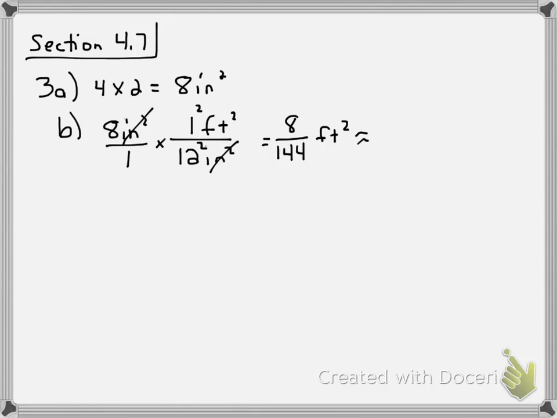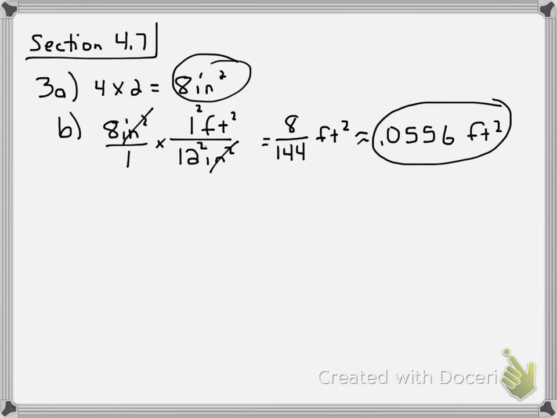What'd you get? Okay, so the 5 repeats. So you have 0.0, 5, 5, and then you need to round the last digit. Is it a 5 or will it go up to a 6? It'll go up to a 6. There you go. Okay, so there's the answer to B.